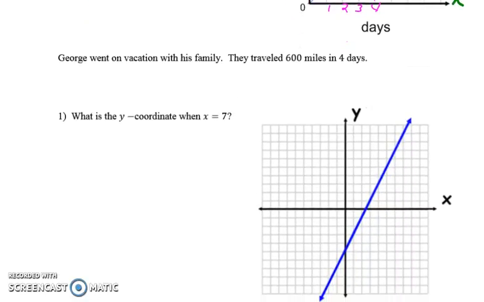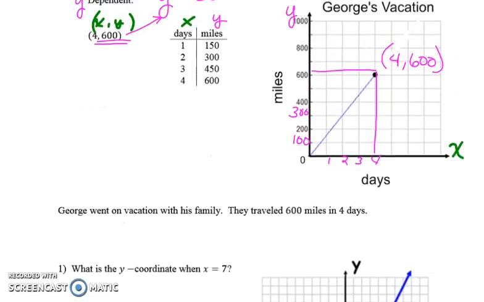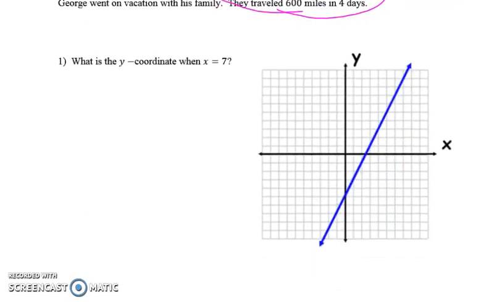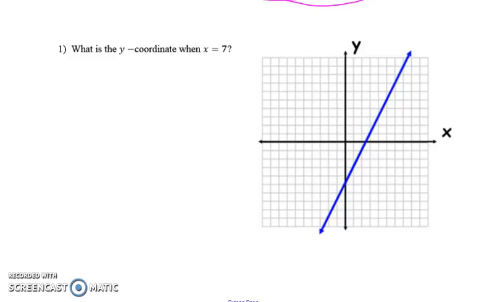George went on vacation with his family, and they traveled 600 miles in 4 days. There you go. Traveled 600 miles in 4 days. I'm assuming that's by car because that would be awfully far by bike. Unless they're really bike enthusiasts. Okay, let's go on. What is the y-coordinate when x is 7?